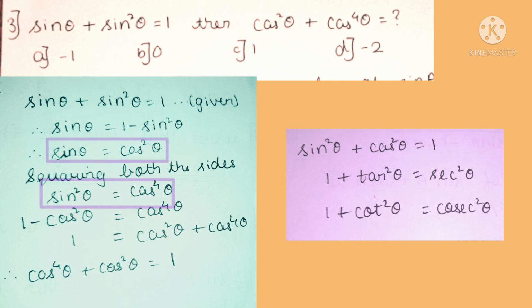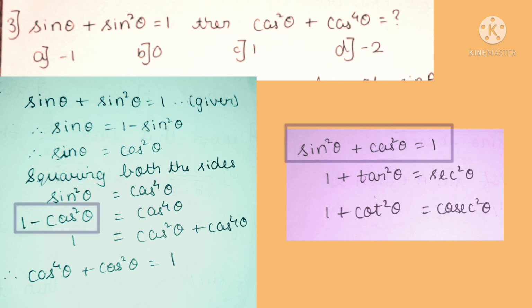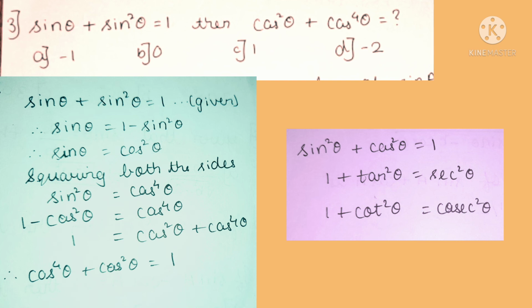Over here we are squaring both sides. So sin theta becomes sin square theta and cos square theta becomes cos raised to 4 theta. On the left hand side, sin square theta is nothing but 1 minus cos square theta, and cos raised to 4 theta as I have written. Now I have rearranged the LHS and RHS values, so we get cos square theta plus cos raised to 4 theta is equal to 1. So the option is C.